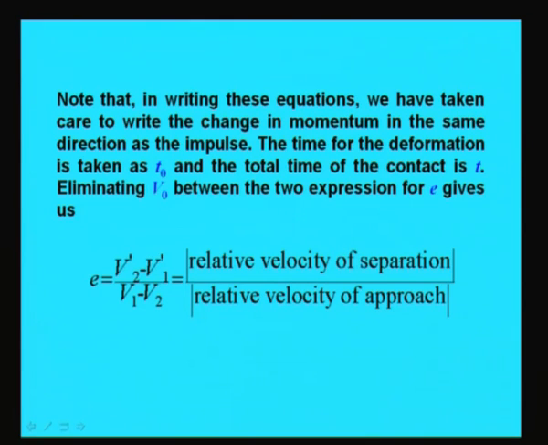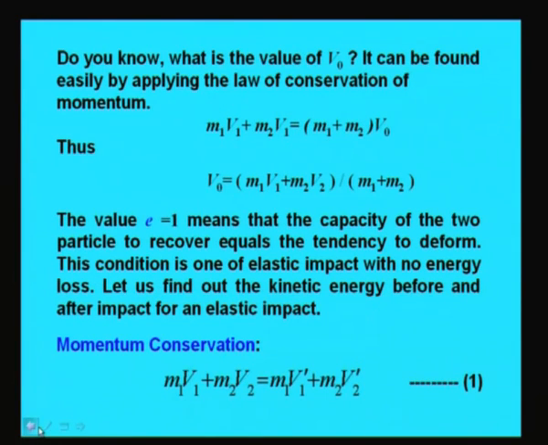So both have started moving with different velocities and they separate with this relative velocity. This is called the relative velocity of separation; the other is called the relative velocity of approach, V1 minus V2. The ratio of these two quantities, a positive quantity, is called the coefficient of restitution, and it may range between 0 and 1.